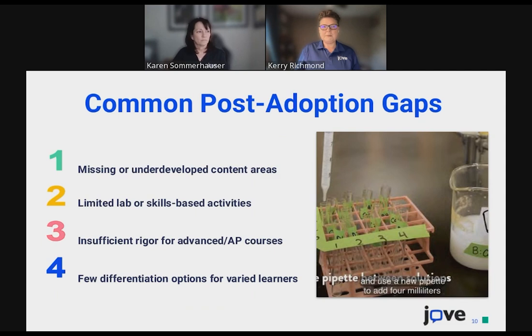Okay. So, some common post adoption gaps: missing or underdeveloped content areas. So, you're missing some topics there. Limited lab or skills based activities. So, your hands on components are lacking. Insufficient rigor for advanced or AP courses. And then few differentiation options for varied learners. So, these gaps are going to affect your student readiness and, of course, your teacher workload for sure. So, seeing this, the need for supplemental materials is going to arise for you.